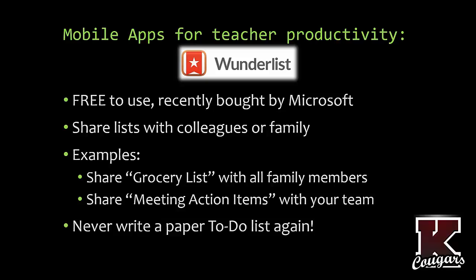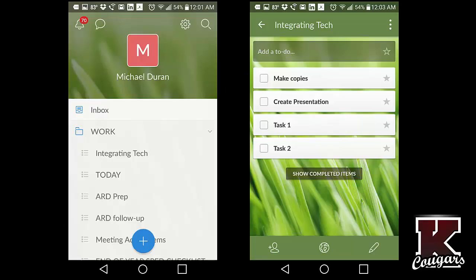You could do the same thing by sharing meeting action items, for instance, with your team members or department. And that would allow you to keep track of when action items have been completed within your professional group. Basically, never write a paper to-do list again.